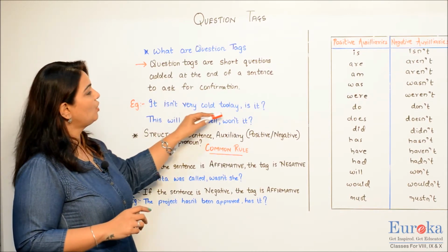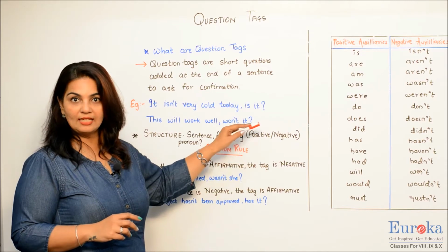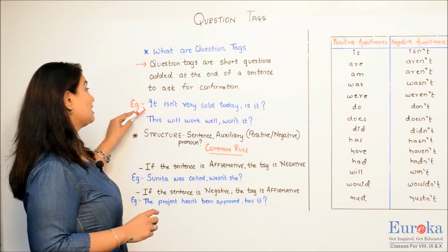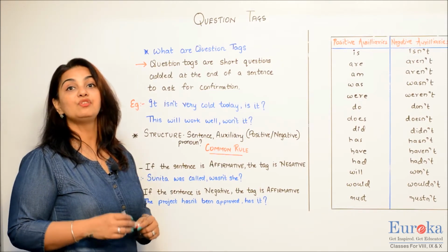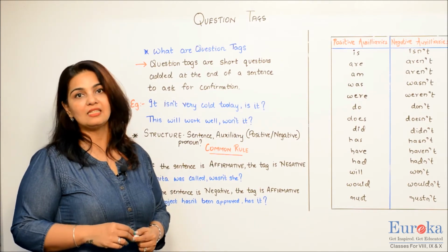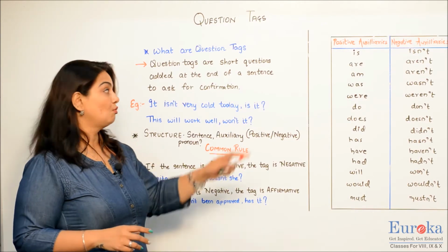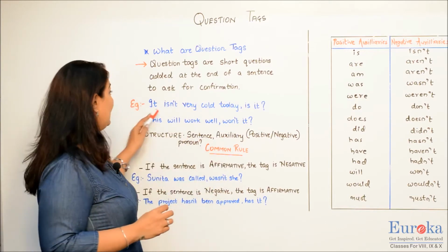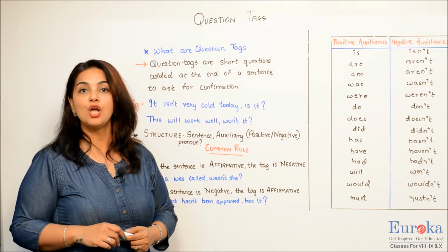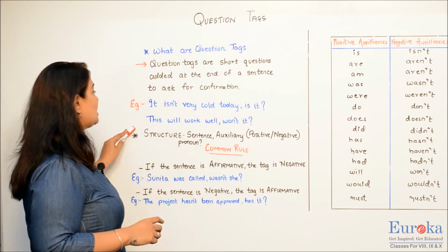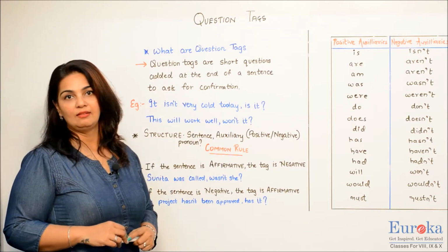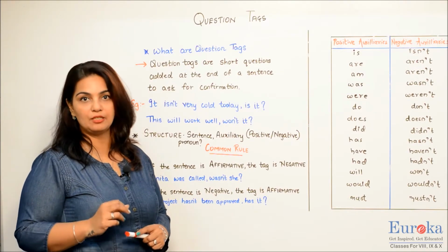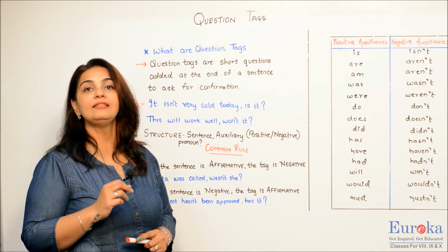It isn't very cold today. The question tag that we add is "is it". So over here, we are not expecting an answer because we are saying that it is very cold today. So "is it" is a reconfirmation of the statement that today indeed is very cold. This will work well, won't it? Again, we are reconfirming the statement, not asking for an answer.